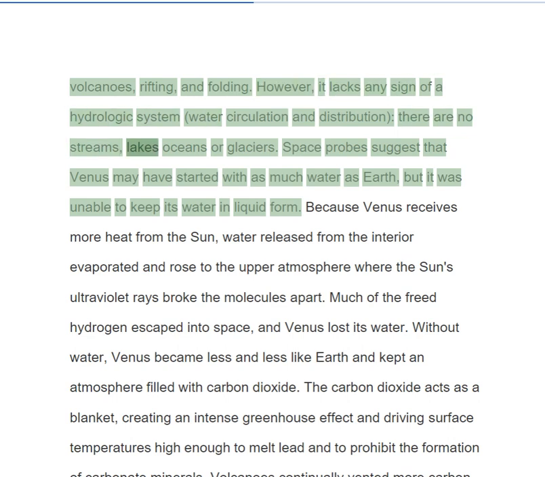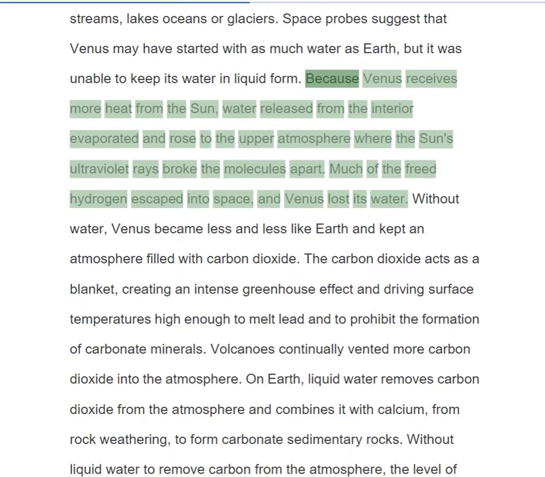There are no streams, lakes, oceans, or glaciers. Space probes suggest that Venus may have started with as much water as Earth, but it was unable to keep its water in liquid form. Because Venus receives more heat from the Sun, water released from the interior evaporated and rose to the upper atmosphere where the Sun's ultraviolet rays broke the molecules apart. Much of the freed hydrogen escaped into space, and Venus lost its water.